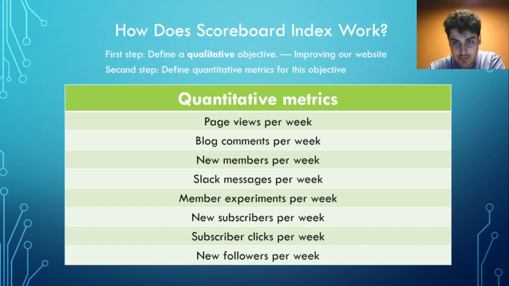So in the second step, we have to define some quantitative metrics for this objective. I defined 8 quantitative metrics in here. Some examples are page views per week, blog comments per week, new members per week. So these are some metrics to measure for this qualitative objective that we defined in the first step.